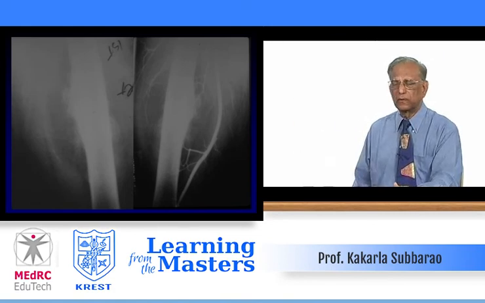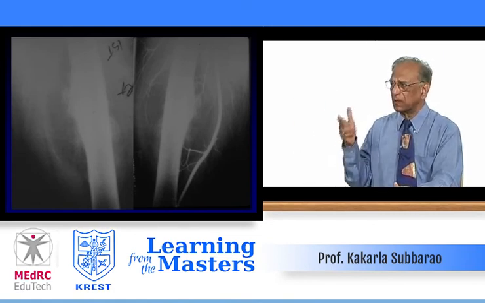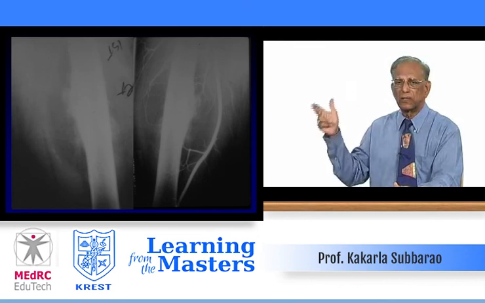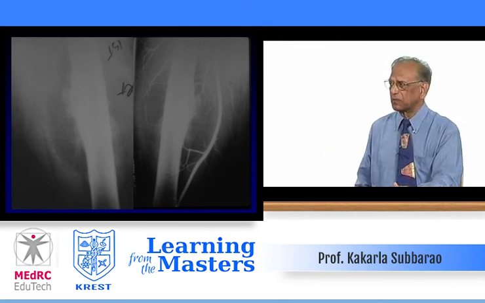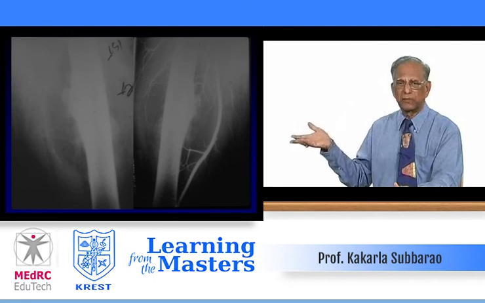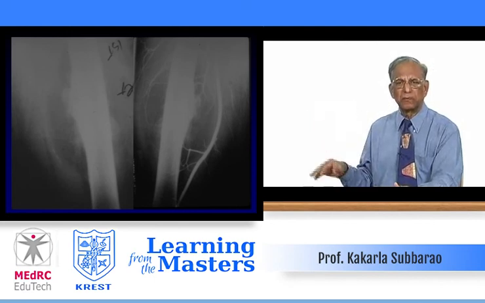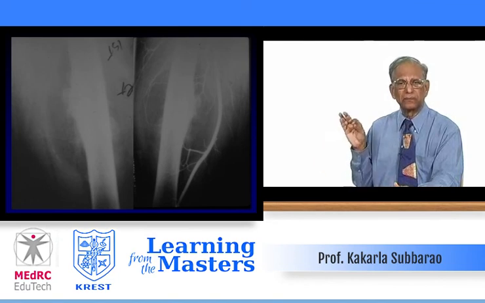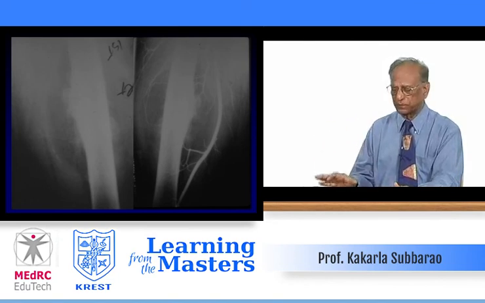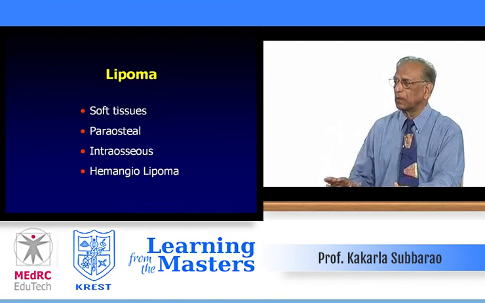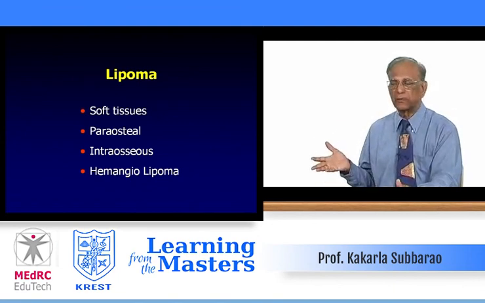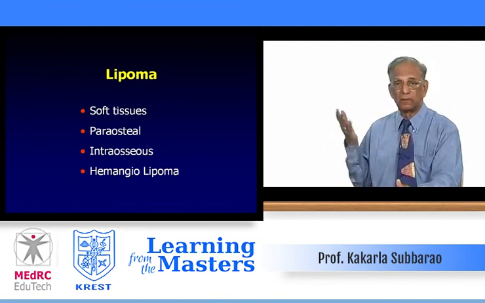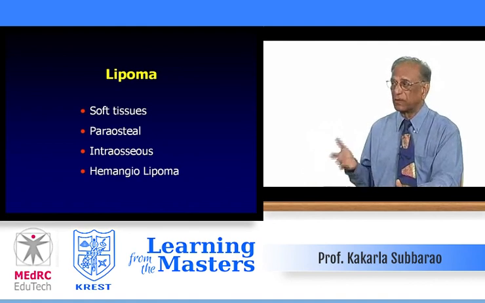AP view of the thigh, again showing the large lucent area, lipomatous tissue, and hyperostosis. Angiogram doesn't help much because there is no angiomatous type of lesion. It is not a hamartoma. It is a clear-cut paraosteal lipoma. Lipomas can occur in soft tissues, in the intestinal tract also, and the paraosteal region, which we saw.